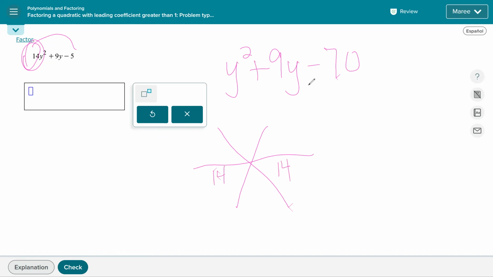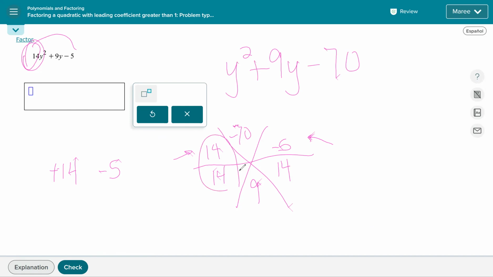Okay, so we're going to write our negative 70. We're looking for two numbers that multiply to get negative 70, but add to get positive 9. We're going to put those two numbers in these spaces right here. Okay, so let's see. Negative 70. Oh, does 14 and 5 work? What's 14 minus 5? It's 9. So if we did positive 14 minus 5, that adds to positive 9 and multiplies to negative 70. Sweet. So we'll put a 14 here. We'll put a negative 5 there.